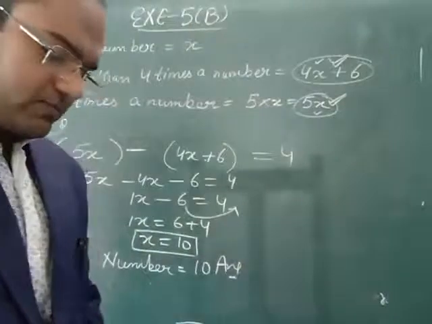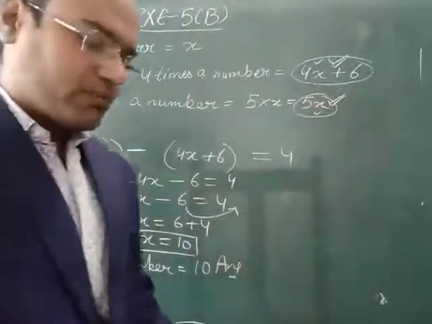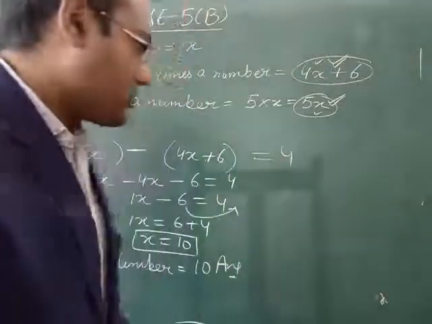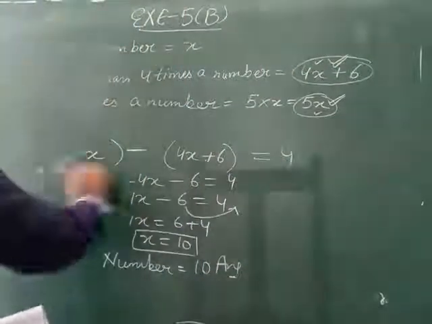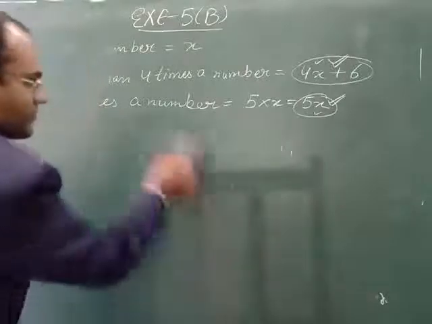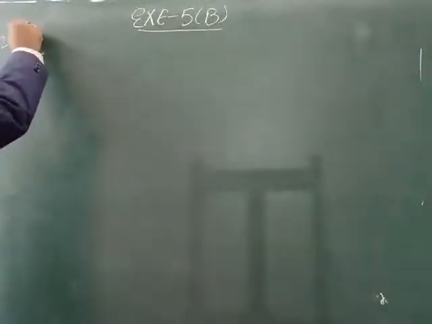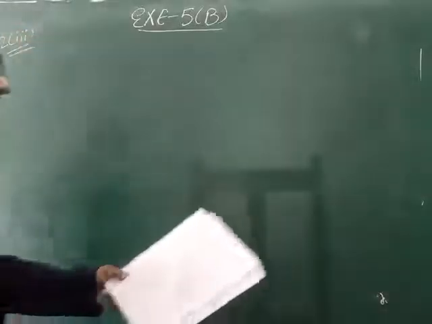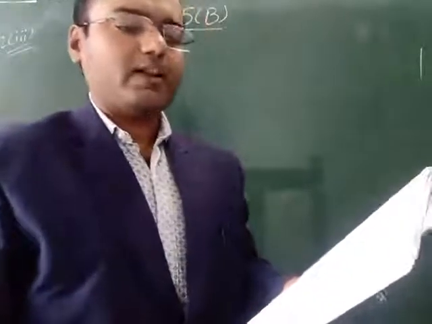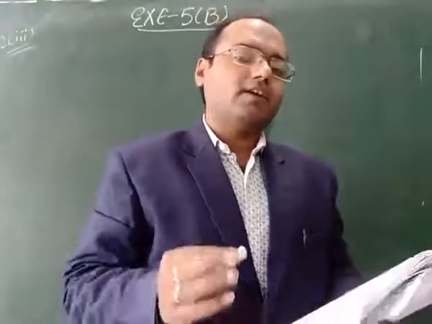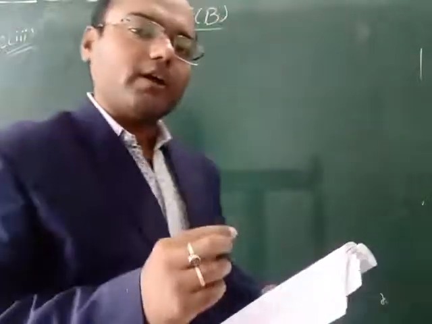Now see another question. Question number second, part number third. The difference between the squares of 2 consecutive odd numbers. Here it is written 2 consecutive odd.